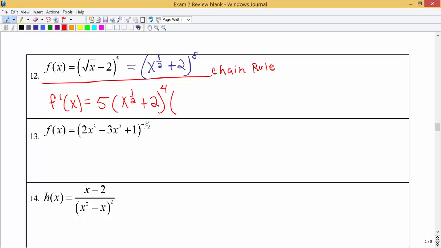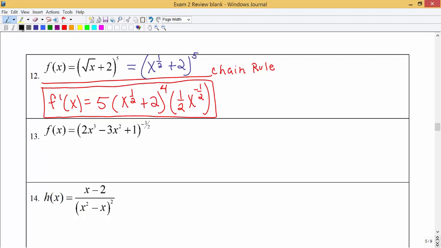So the derivative of x to the 1/2 power will be 1/2 x, reduce the power by 1, so we get negative 1/2. And of course the derivative of 2 is 0. And we're going to choose to leave it just like that. And that's it.